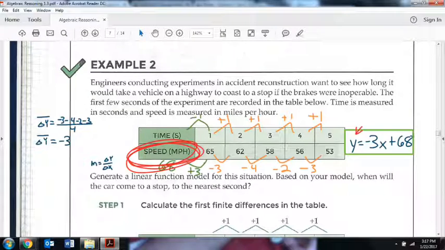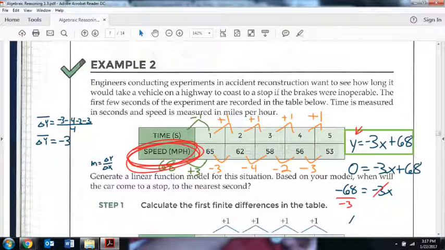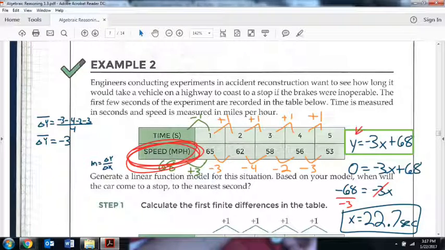So 0 equals negative 3x plus 68. I have to subtract the 68 to get it over to the left side, so minus 68 equals negative 3x. When I divide by negative 3, I get x equals 68 divided by 3. I don't think that comes out evenly. It's about 22.6666, so we'll just say 22.7 seconds. That's how long, according to this model, it will take the car to come to a stop.